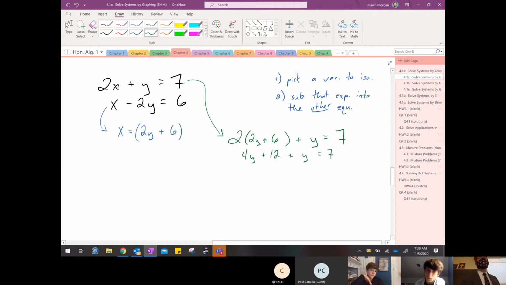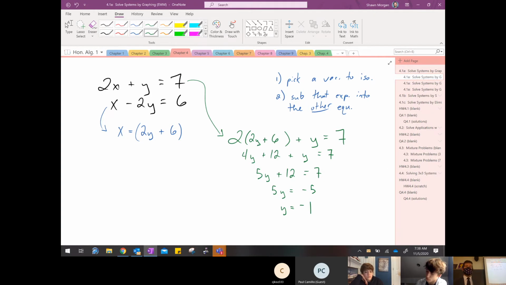And then we want to combine some like terms, don't we? Okay, combine some like terms. So we got 5y plus 12. Can we subtract 12 from both sides, you guys? And divide both sides by 5. And we get negative 1.